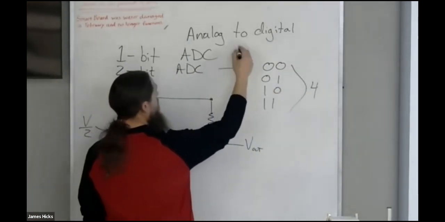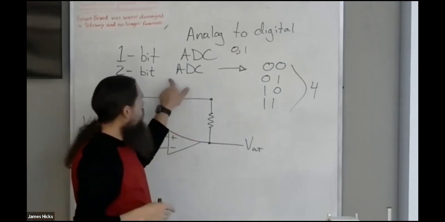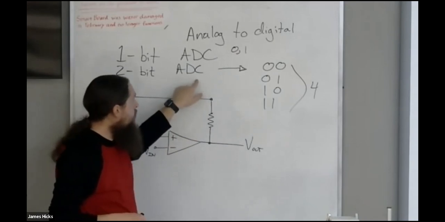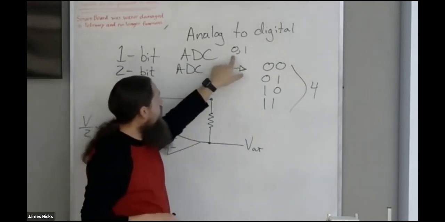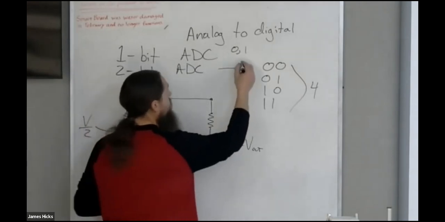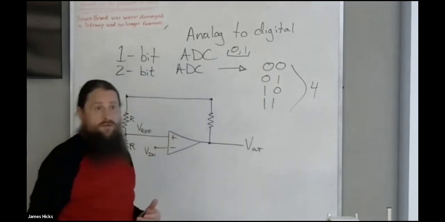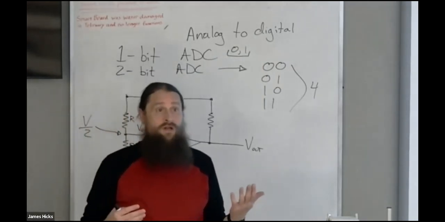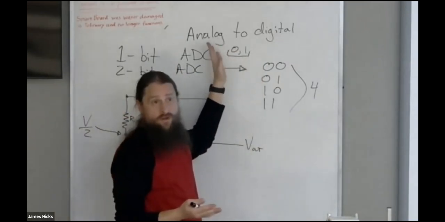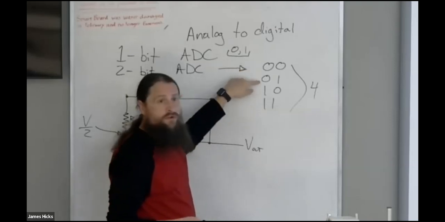Up here, the 1-bit had 0 or 1, so 2 states. So what is our 2-bit analog to digital converter going to need? If there's 2 states, like this one, how many comparisons do you have to do? So you have to do 1. Is it higher or lower? That's what I'm going to do. With 4 states you get 4 different comparisons.